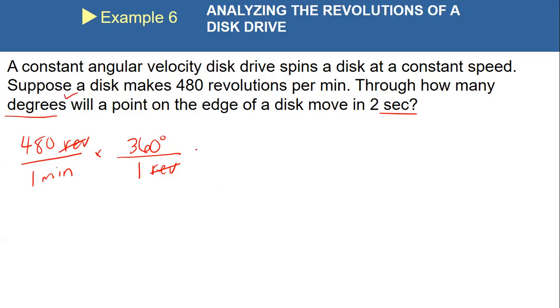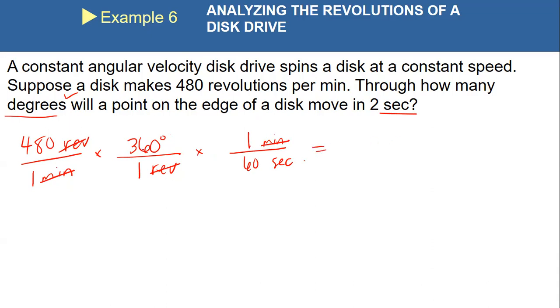Okay, next I need to get rid of minutes. Well, currently minutes are in the denominator. So I'm going to need to put minutes in the numerator. How can I go from minutes to seconds? What is their relationship? There's 60 seconds in a minute. So we know that 1 minute is 60 seconds. So notice that I can cancel out the units of minutes because they're in the numerator and in the denominator. The units that I'm remaining are degrees and seconds. And what units did I need? Degrees and seconds.